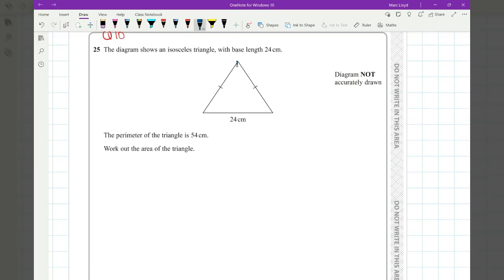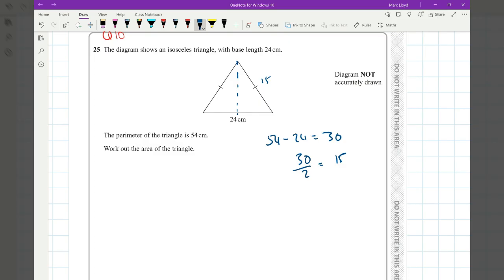Right, question 10. Isosceles triangle. The perimeter of this triangle is 54. Work out the area. So 54 take away 24 is 30. That means that those two lengths are worth 30, but they're the same. So if we divide them by 2, we get 15.